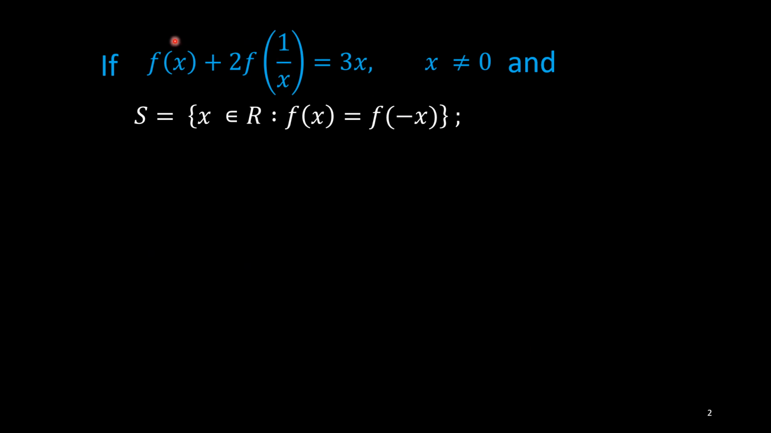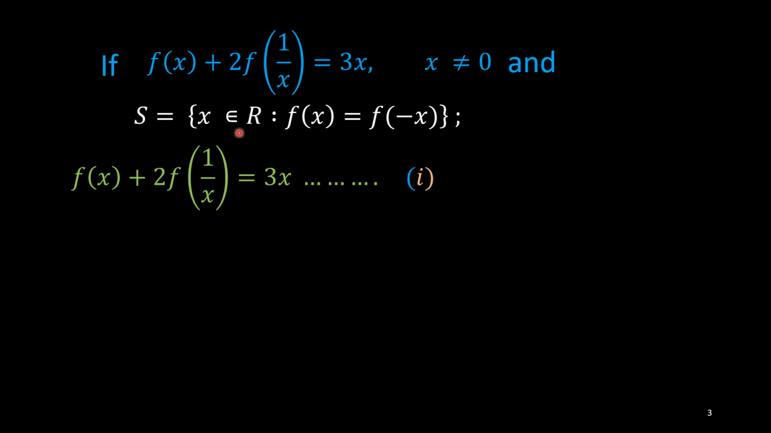So first we'll consider this equation f(x) + 2f(1/x) = 3x as equation number 1. And from this equation we'll try to find the expression for the function f(x). Can we extract its expression? Whenever you find this kind of equation, where one term is f(x) and the other is f(1/x), you can apply one trick. You can replace x by 1/x.